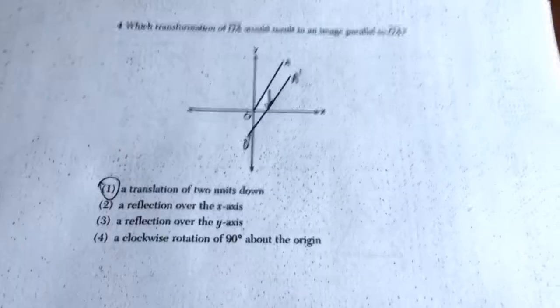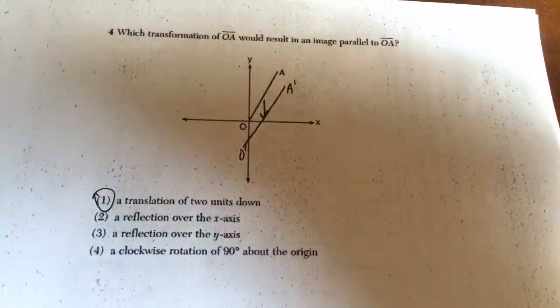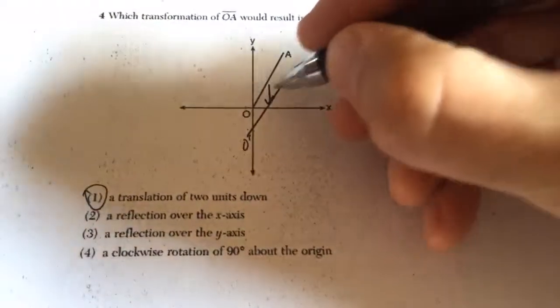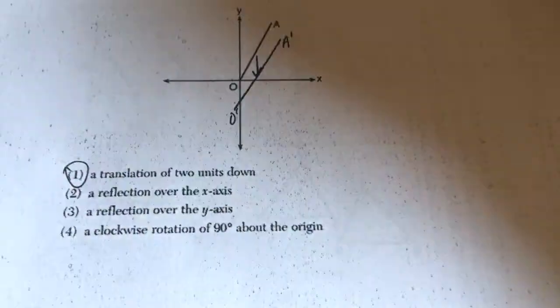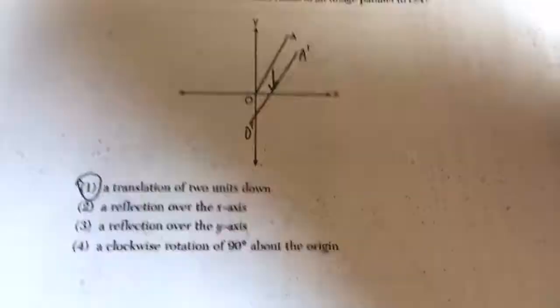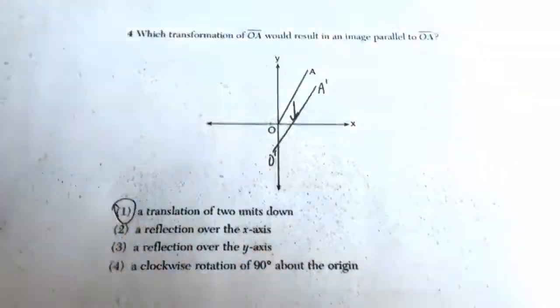Choice number 2. And number 4, a translation of 2 units down results in an image parallel. Imagine I just slid this down. I just literally dragged this down 2 units. I didn't change its angle with the axis. It looks like in this case these 2 lines will never share any points, which results in parallelism. Choice number 1.